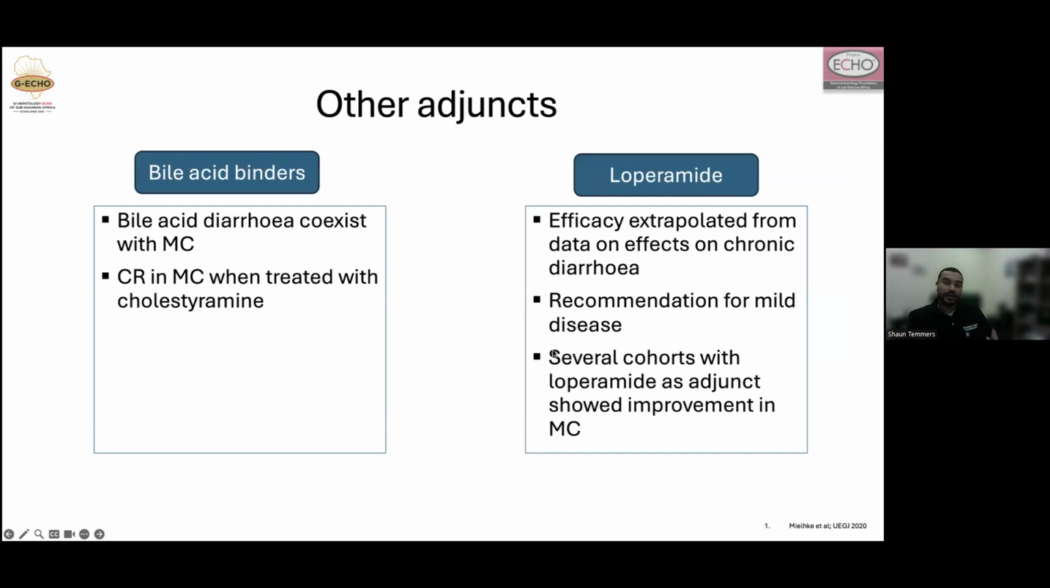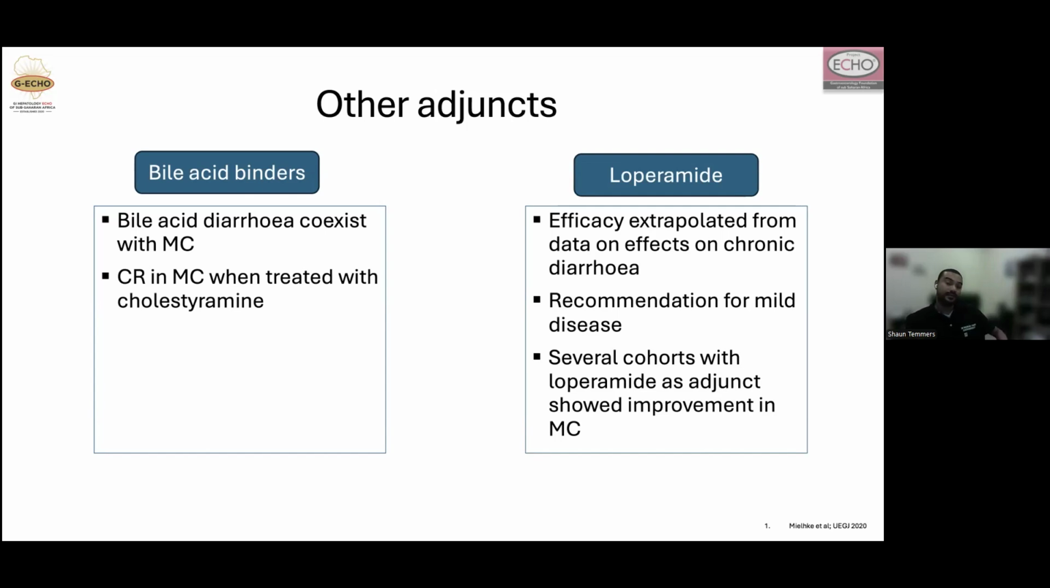Other adjuncts have been tried and have augmented the effect of budesonide, and the agents that have been shown to augment this effect or help improve clinical remission in these patients are bile acid binders. Whether it was due to the fact that bile acid malabsorption coexists with microscopic colitis, or whether the bile acids themselves contributed to the development of disease wasn't quite clear within those studies. However, clinical remission was seen in patients where cholestyramine was added as an adjunct.